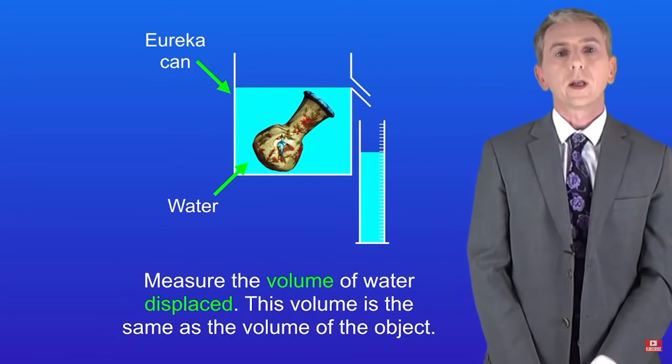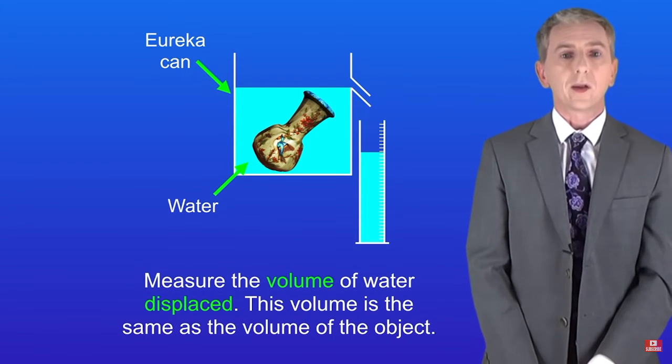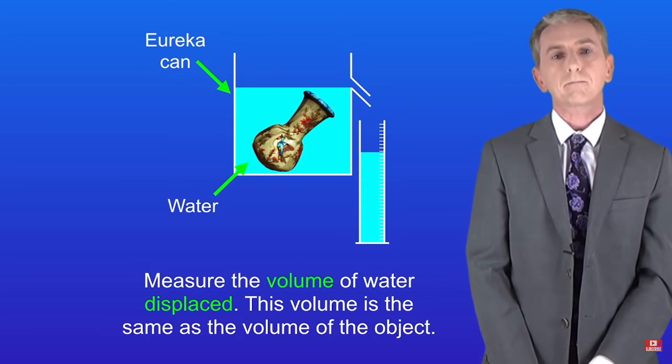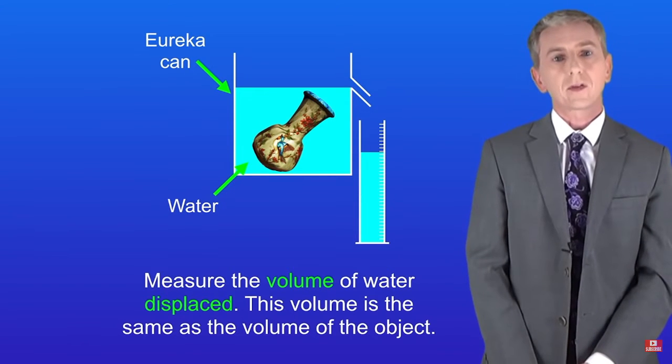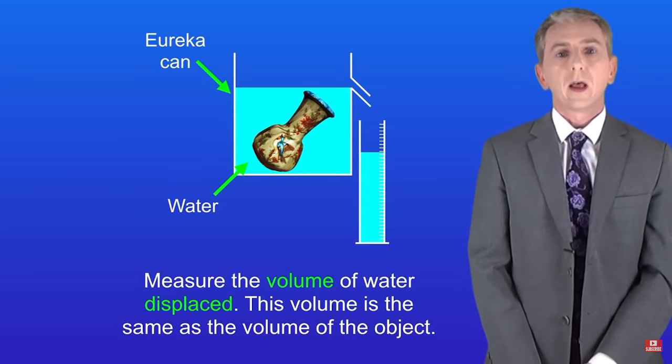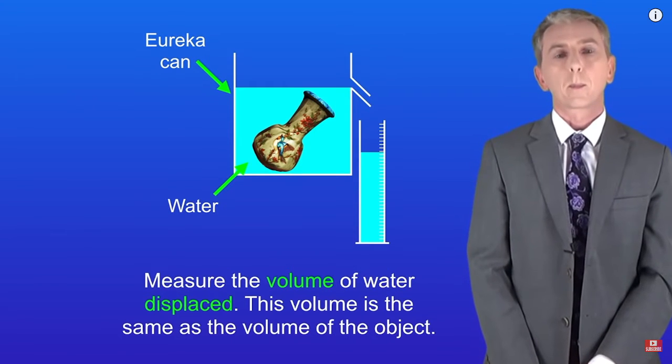We now measure the volume of water displaced using a measuring cylinder. This volume is the same as the volume of the object. So now we know both the mass of the object and the volume of the object. That means that we can calculate its density.